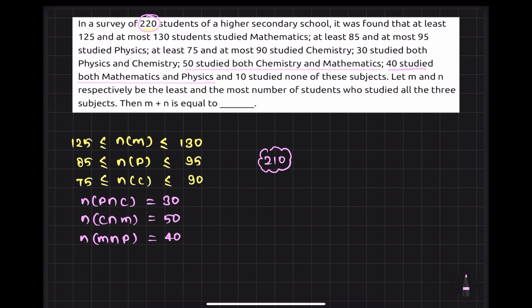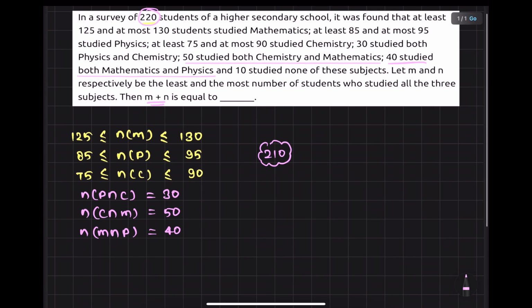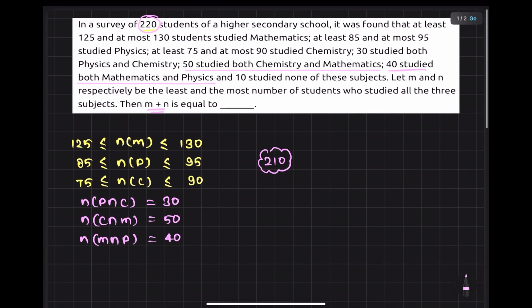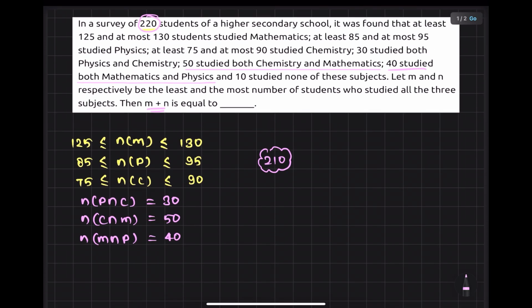Let m and n be the least and the most number of students who studied all three subjects. Then m plus n is equal to what? You have to find the limits of the innermost region, take the least value as m and the most value as n, and add them. These types of problems we solve by Venn diagram, so look at how we will approach this question.